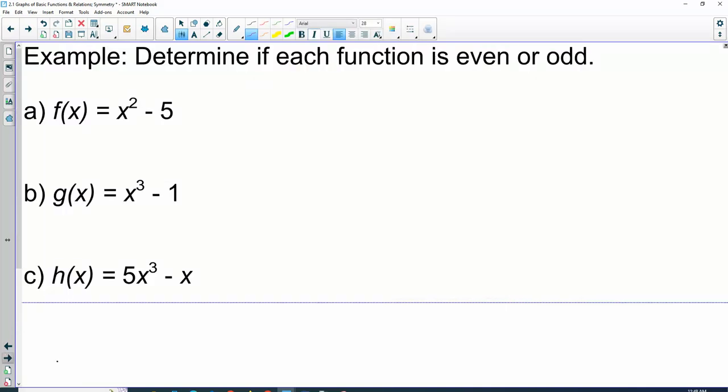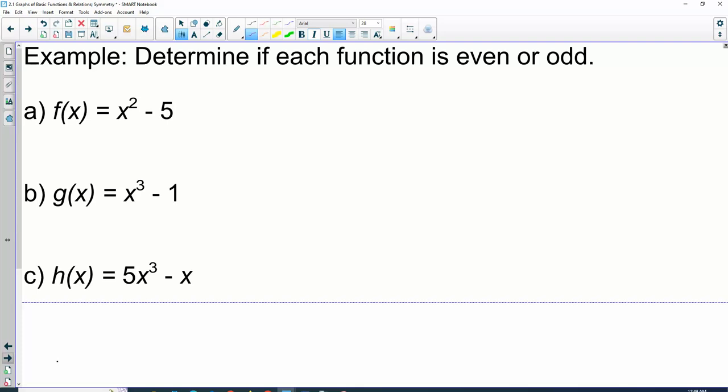All right. So if I want to decide if these are even or odd, it's really just checking the symmetry. So we have two options. We can change f of x to y and do it like we were doing before. If you want to check the y-axis, you make your x negative. If you want to check the origin, you do both.